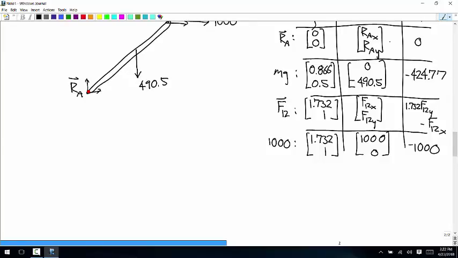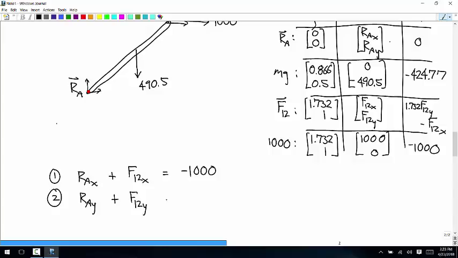Add up all the forces in the force column and set it equal to 0. Your first 2 equations are from Newton's second law. RAX plus F12x is equal to negative 1,000. Stop me if you have any questions. That's from the x component of Newton's second law. The second equation says RAY plus F12y is equal to positive 490.5.